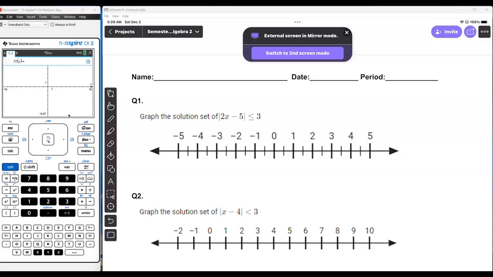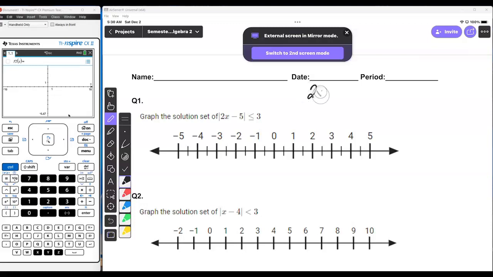This is the semester review. We're going to start with number 1, and I'm going to explain step by step how to solve this absolute value inequality. Remember that absolute value inequalities have two solutions.